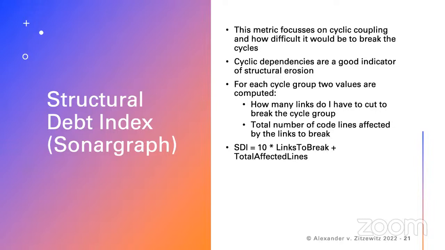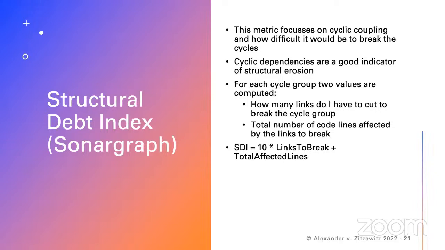Now, this is also interesting, because think about our first example, the 100 Java files in one big cycle group. Just imagine, how would you break that? It's very easy. You just need to snip one dependency, and then the whole cycle falls apart. Just need to snip one place. So structural depth index, in that case, one link to break. Let's assume all those links have a weight of 1.